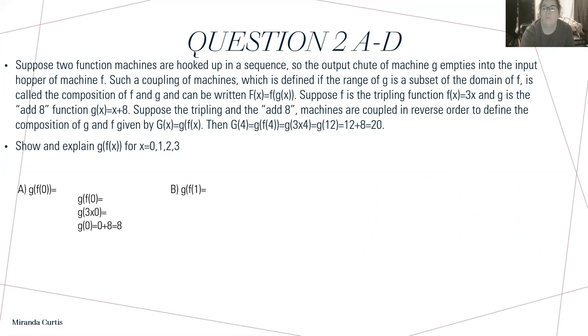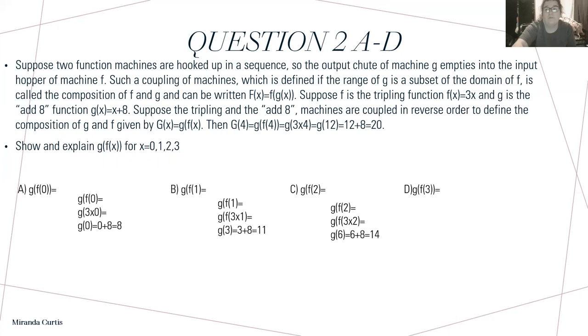Okay, now we're going to fill in 1 for our x. We're going to do the same thing. G(F(1)), and then we'll move down to G of F. 3 times 1 is 3, and then 3 plus 8 is 11. Then we're going to fill in our 2. G(F(2)), we put our 2 where our x is. 3 times 2 is 6. 6 plus 8 is 14.